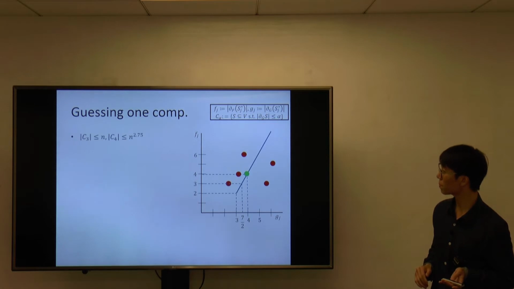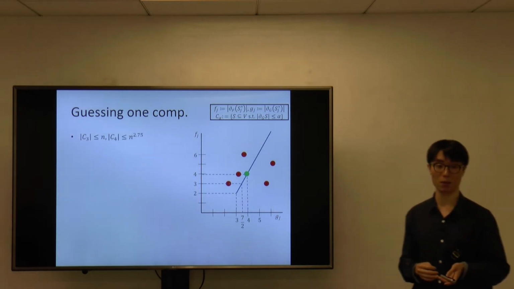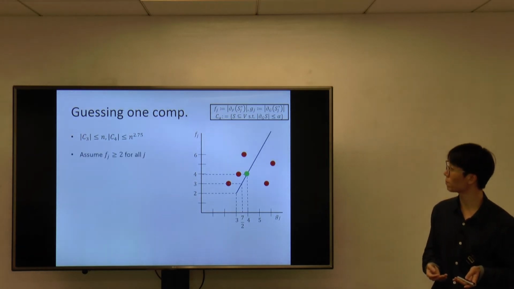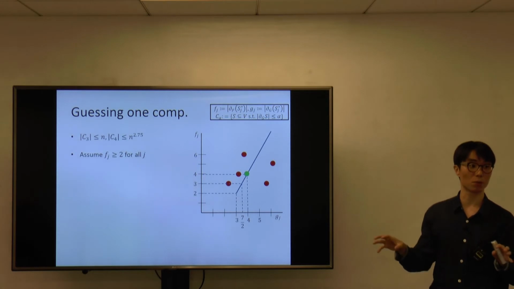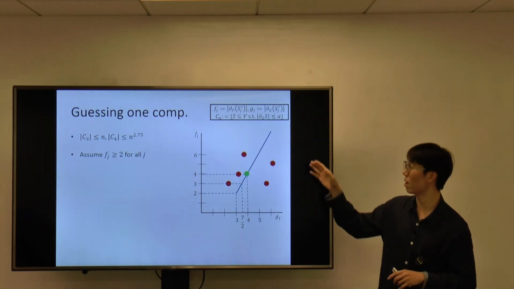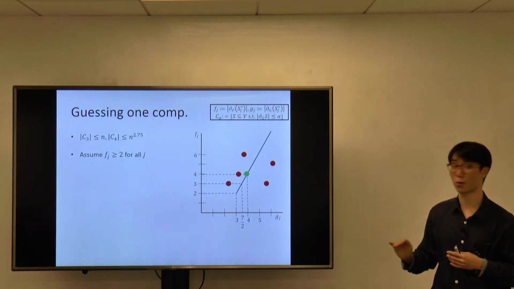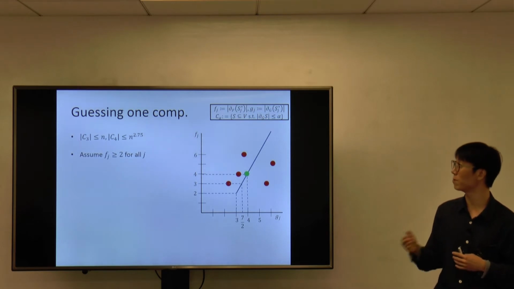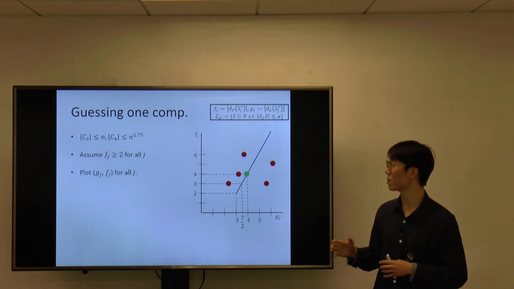So this is what we proved: that C3 and C4 are very small compared to the Karger-Stein bound. Then we can look at the k components in the optimal solution and look at what their values, Gj and Fj, are. For simplicity, let's assume that Fj is at least 2 for every j. It's going to be even easier when Fj is 1. And then we're going to plot Gj and Fj for every j.